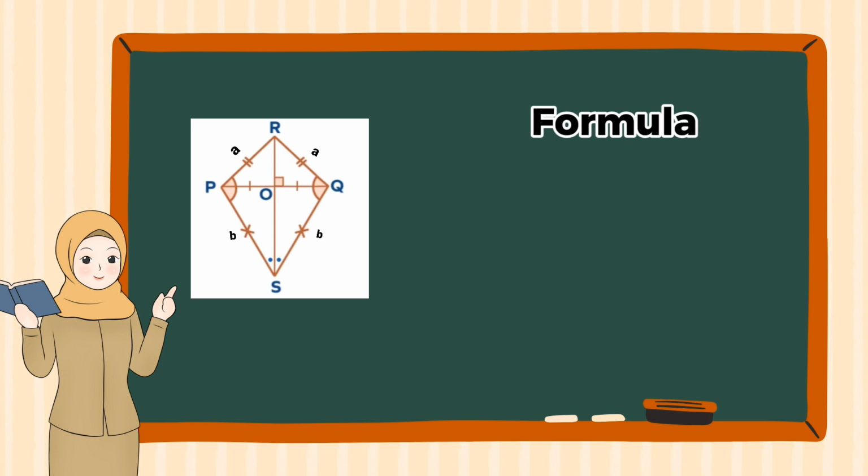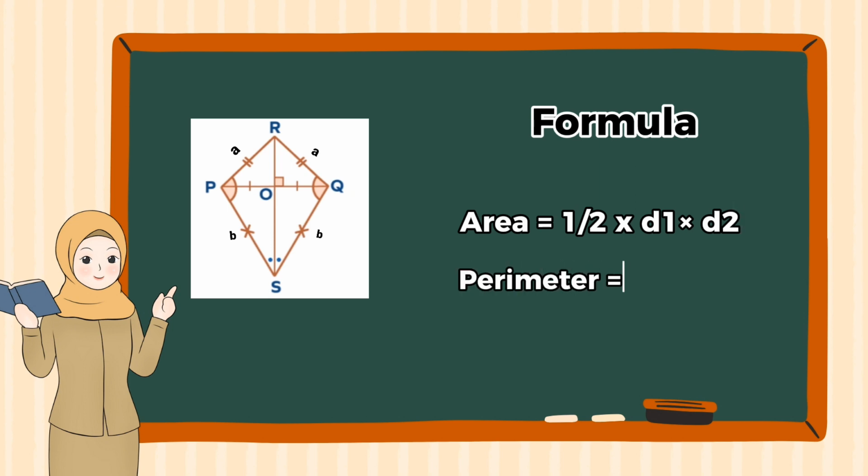Next, we will learn how to calculate the area and perimeter of a kite. The formula for the area of a kite is half times the length of diagonal 1 times the length of diagonal 2. And the formula for the perimeter of a kite is 2 times the sum of A and B. A and B are the side lengths.